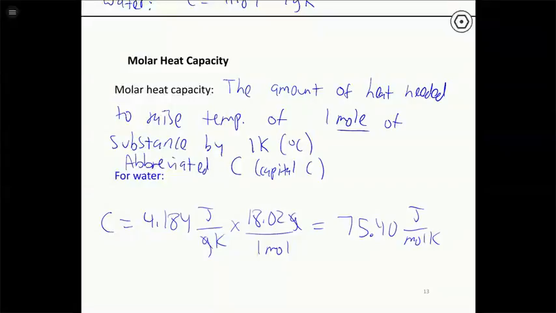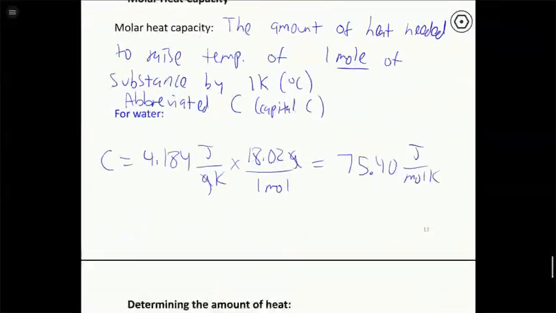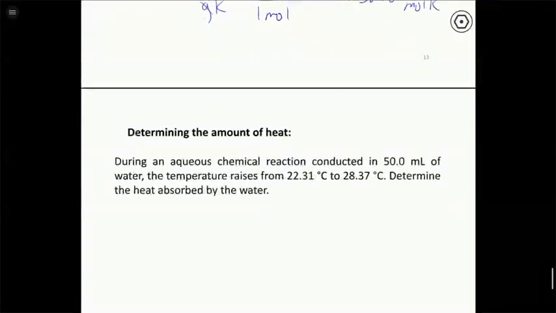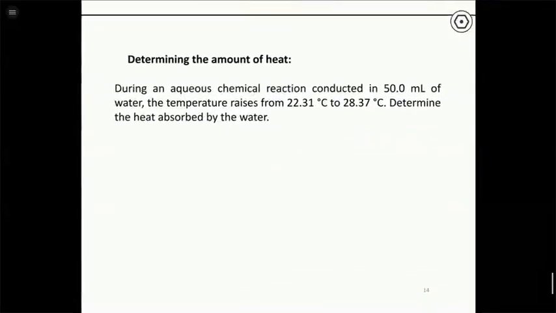So let's do a couple of examples of determining the amount of heat involved in a physical or chemical change. We're going to use this equation a lot in the next few lectures as well, so we'll learn it here and then see how we apply it in more detail in the near future. Let's say we do an aqueous chemical reaction in 50 milliliters of water, and we see that the temperature rises from 22.31 degrees Celsius up to 28.37 degrees Celsius. So the temperature is increasing. Determine the heat absorbed by the water.